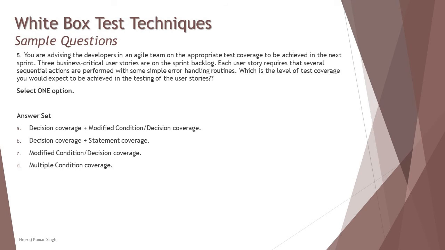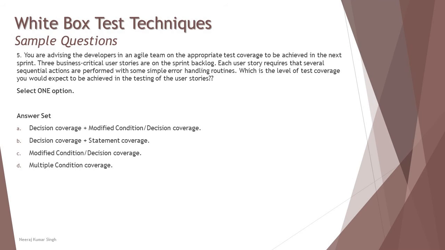Now, to understand each option here, when you look at option A, it says decision coverage plus modified condition decision coverage. It is saying a blend of two techniques. This is the same as simple MCDC, as decision coverage is subsumed by the MCDC. So that's not possible because decision coverage is a subset of MCDC. There is no point doing this combination of techniques to achieve better coverage for critical user stories.